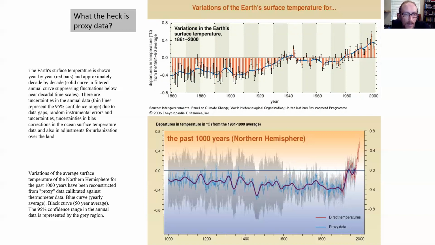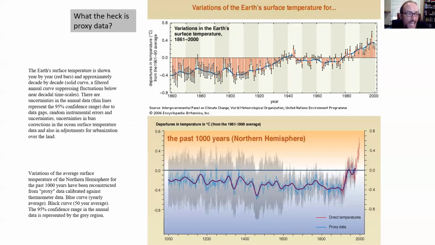We see bars, like we had in the last graph. We have bars, then we have these thin little lines that look like the letter I, and then we have a line that runs through everything. So now let's look at the text box on the left. The Earth's surface temperature is shown year by year, which are the reddish bars, and approximately decade by decade, that's our solid curve. We'll come back to what it says after that.